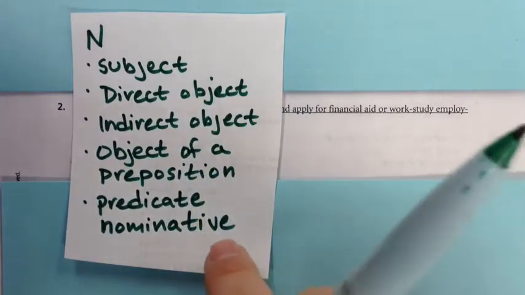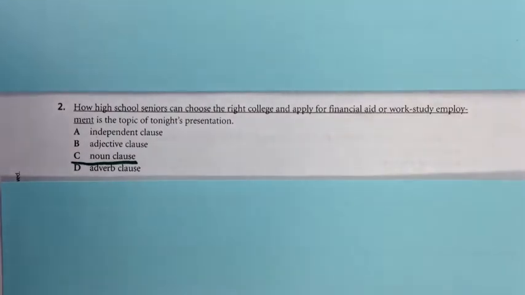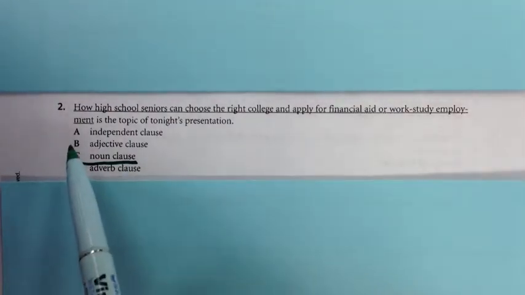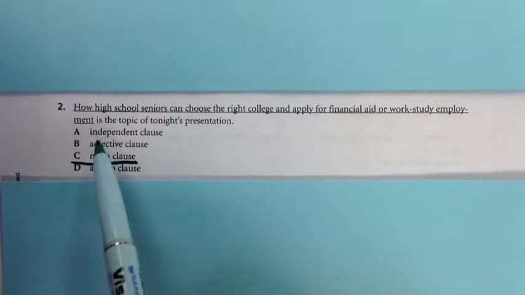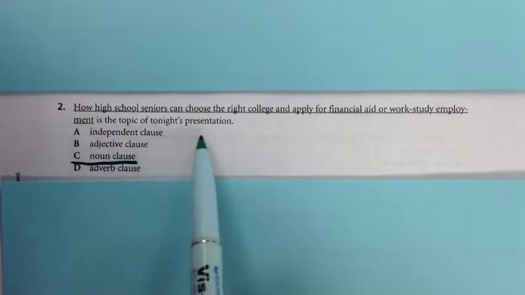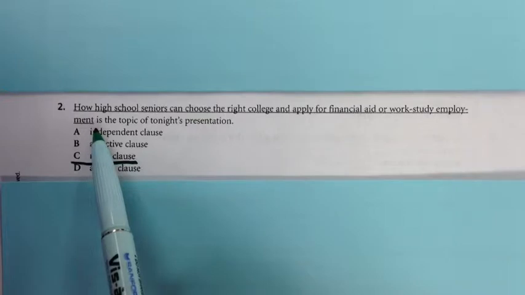Let's take a closer look. On a test, when a clause is underlined, and it consists of the words right before a verb, it's probably the subject of that verb. The way you can test that is ask yourself the question, what is the topic of tonight's presentation? Or what is doing the action of the verb? In this case, the verb is a state of being verb. It's a linking verb, so there's no action.